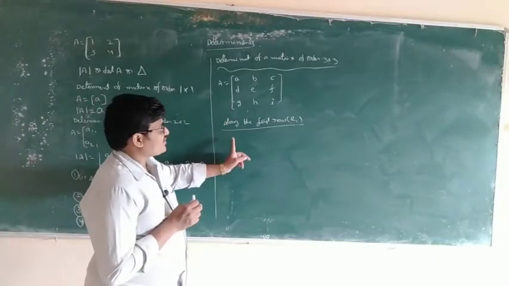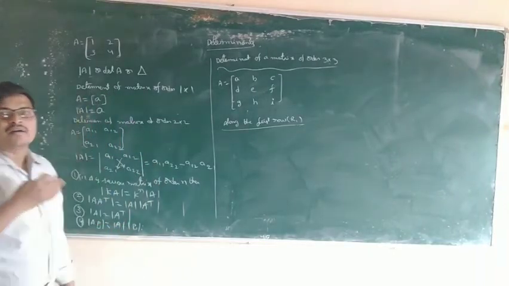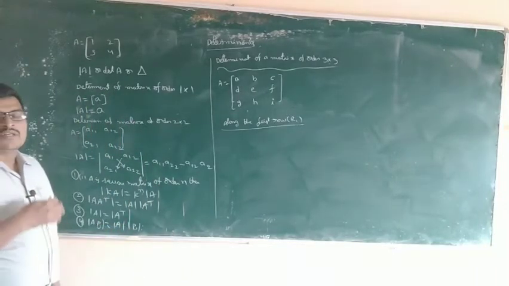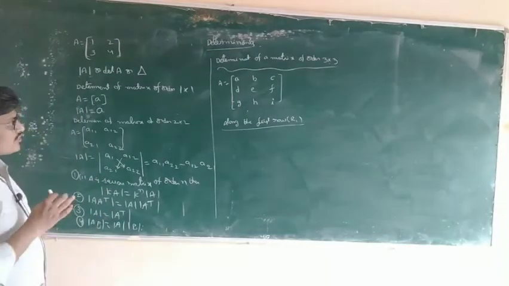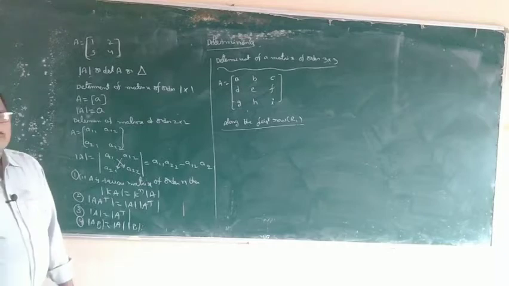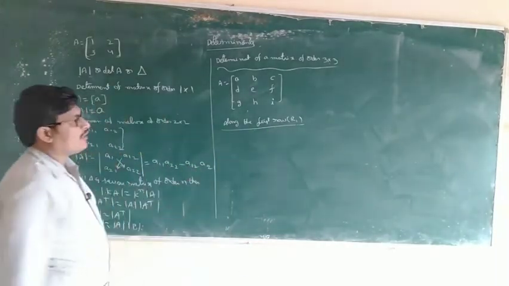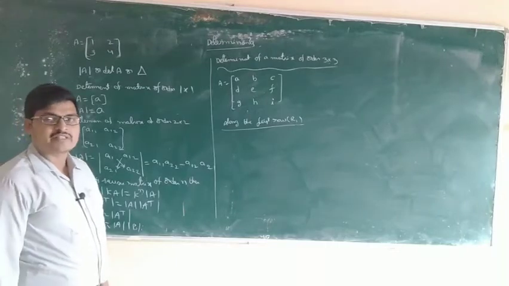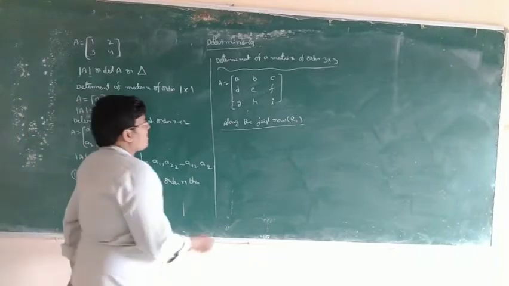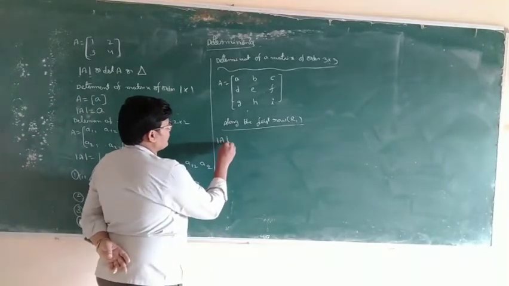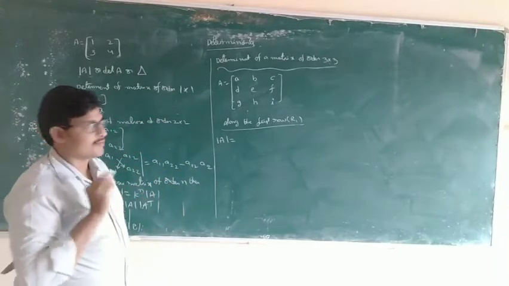Find the determinant of matrix A along the first row, or along the second row, or along the third row, or first column, second column, third column. You can choose any method. I will explain the determinant of a 3 by 3 matrix along the first row. det A, not the modulus of A, is the determinant of A.